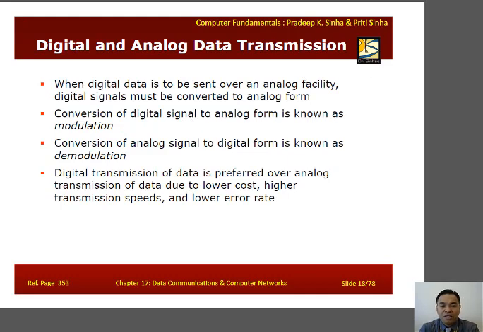So when digital data is to be sent over an analog facility, digital signals must be converted into analog form. The conversion of digital signal to analog form is known as modulation. And the term demodulation refers to the conversion of analog signal to digital form. Digital transmission of data is preferred over analog transmission due to lower costs, higher transmission speeds, and lower error rates.